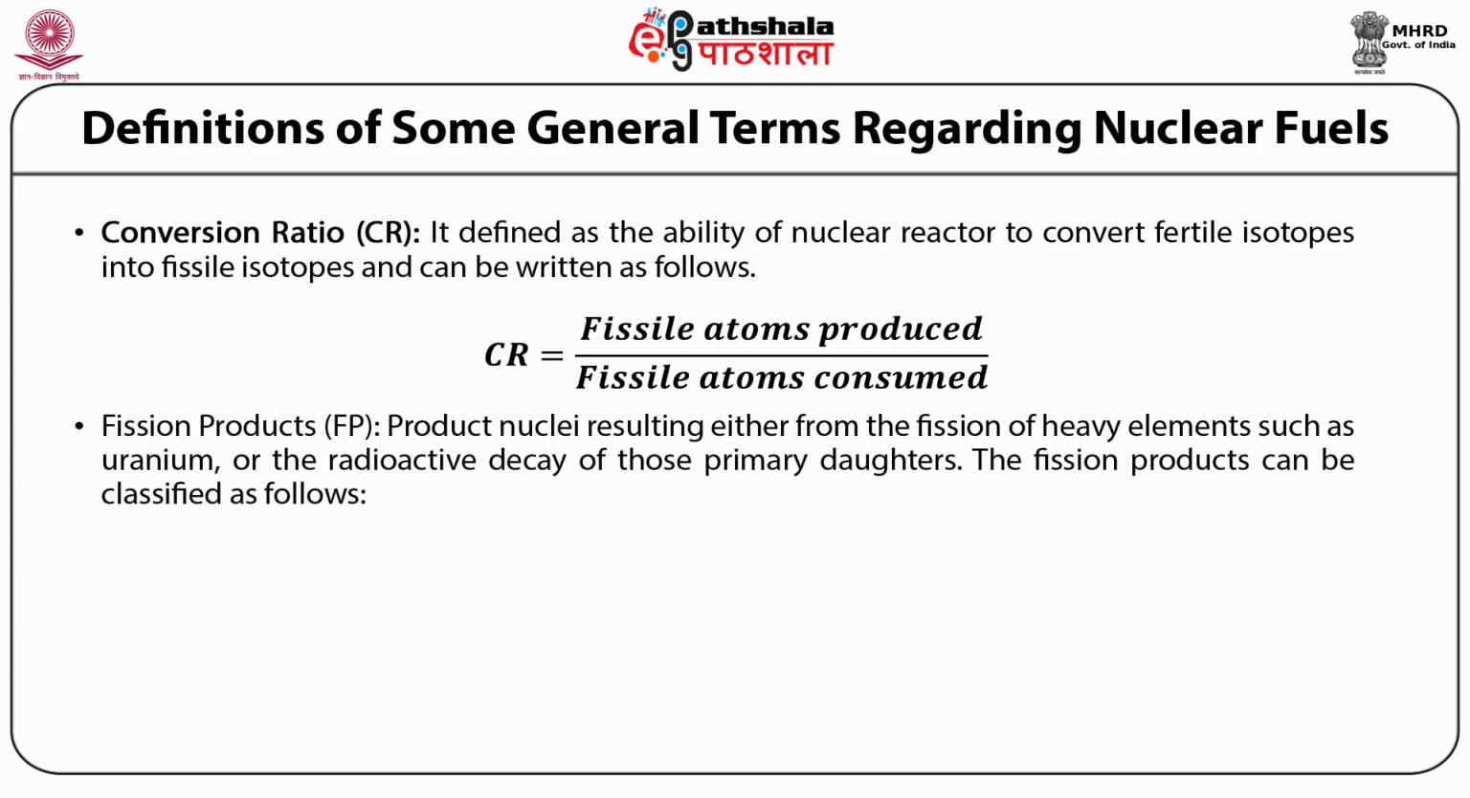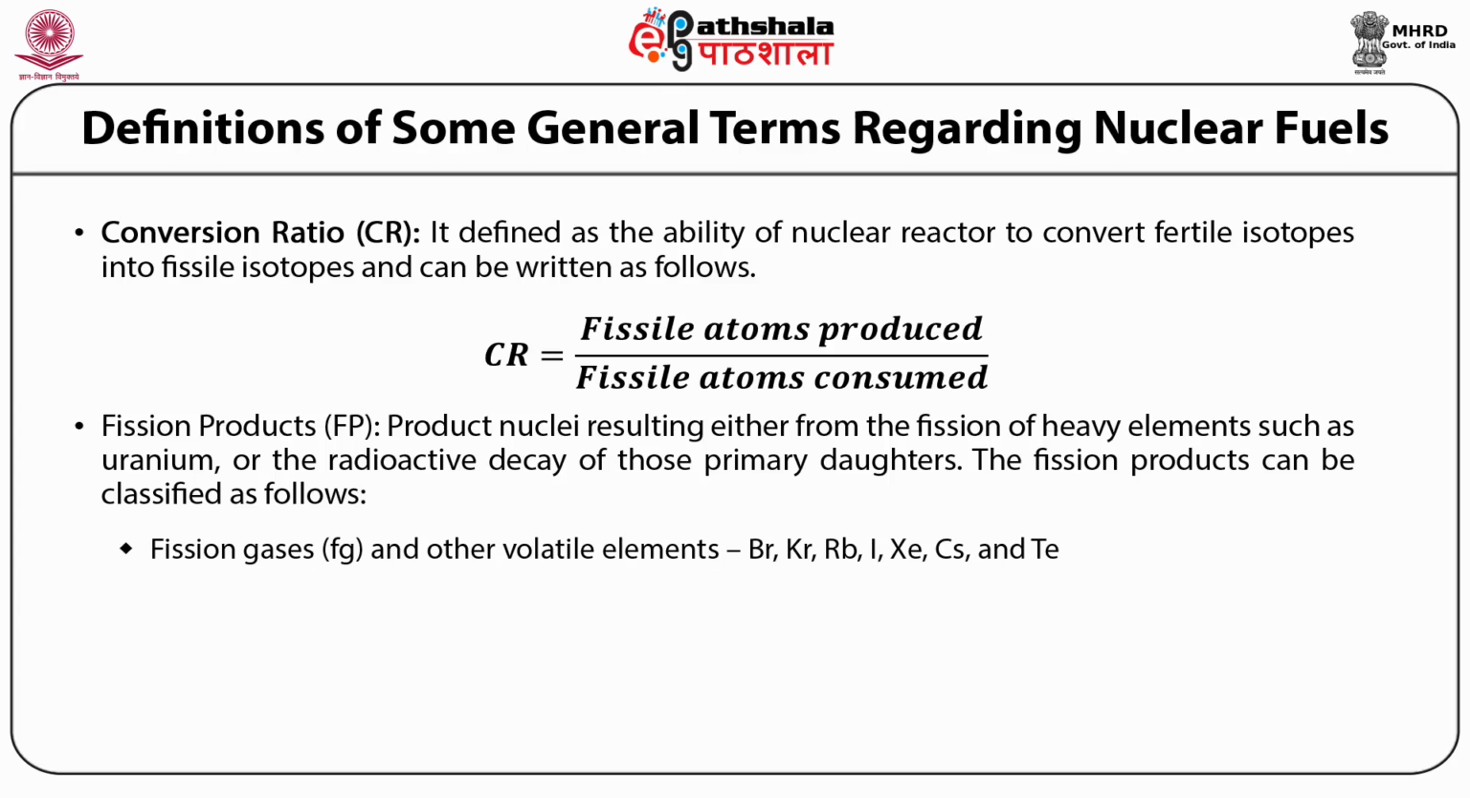Next is fission products, or FP. Product nuclei resulting either from the fission of heavy elements such as uranium or the radioactive decay of those primary daughters. The fission products can be classified as follows: fission gases and other volatile elements such as Br, krypton, Rb, I, xenon, cesium, and tellurium.